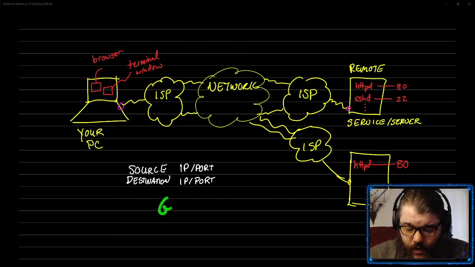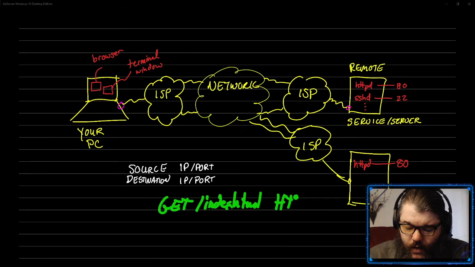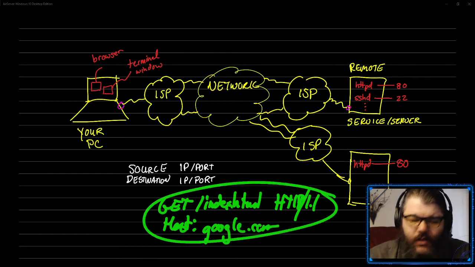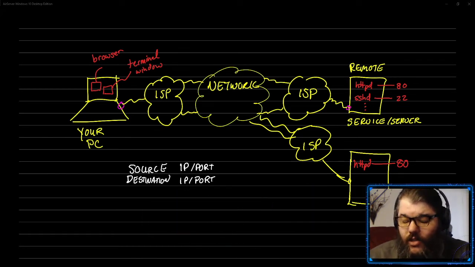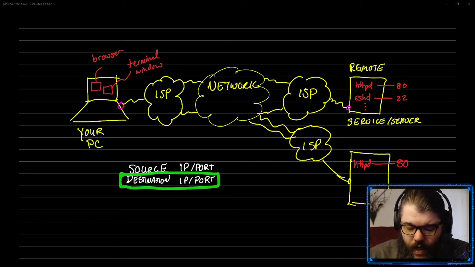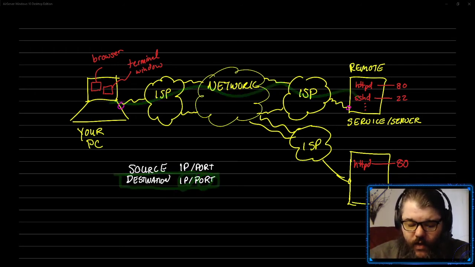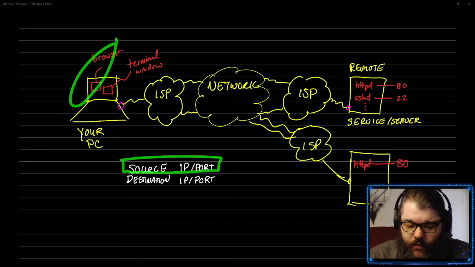So if you dropped a GET /index.html with HTTP 1.1 with host google.com, then Google will look at this message that you're sending and it will say, oh, I know what to do. I want to give you the index.html page. And then in the packet that you dropped off, you had to specify the destination IP and port so that the network knew where to deliver that. But you also listed your own IP and that special port that you got from the OS.